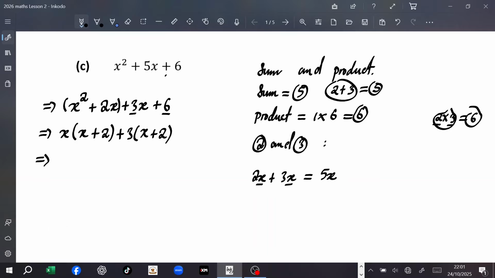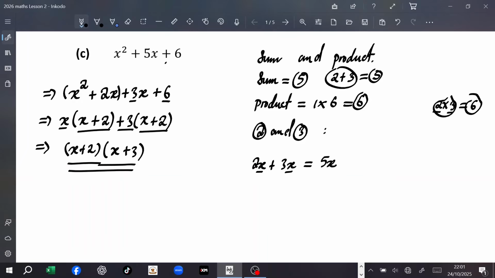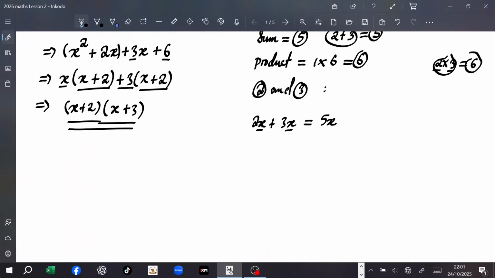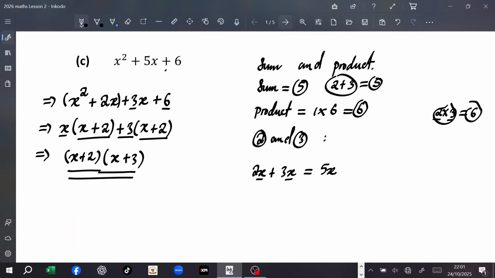Then again, once we factorize, we see that this one and this one, they're common. So you factor them out again. So say x plus 2, they're common. Then open brackets, here you remain with x. Then here you remain with plus 3. Then you write your final answer like that. All right. So you also move to another one.